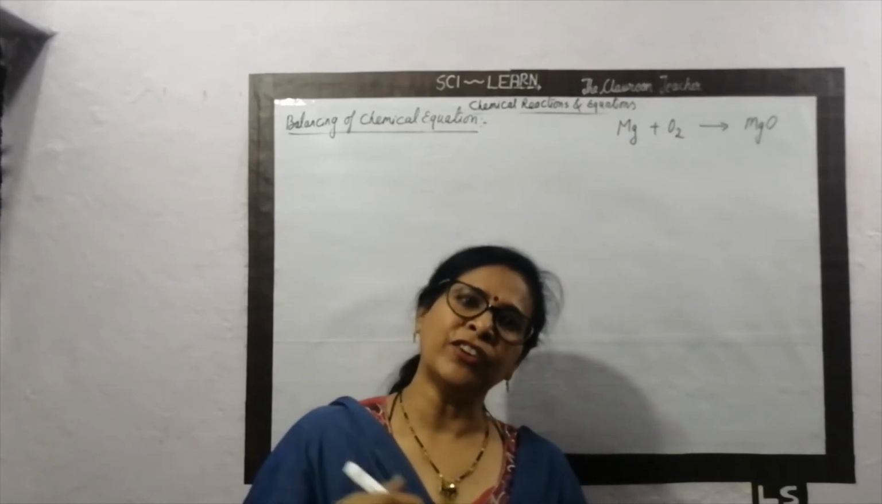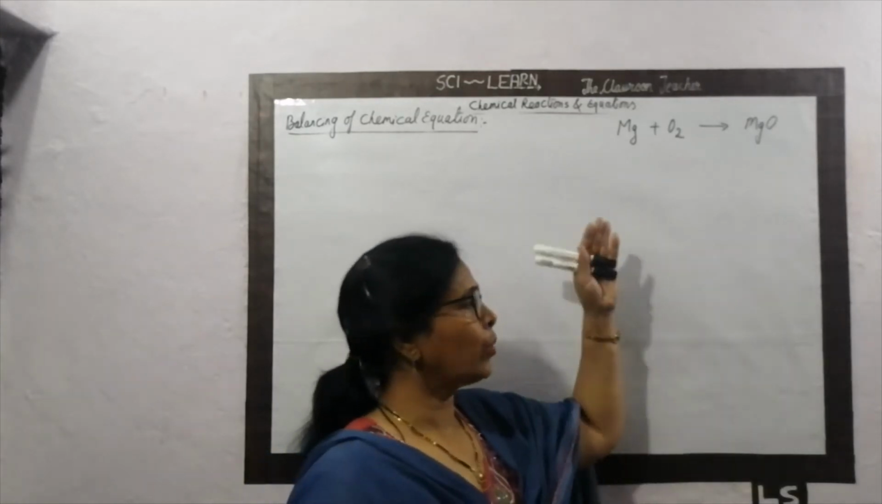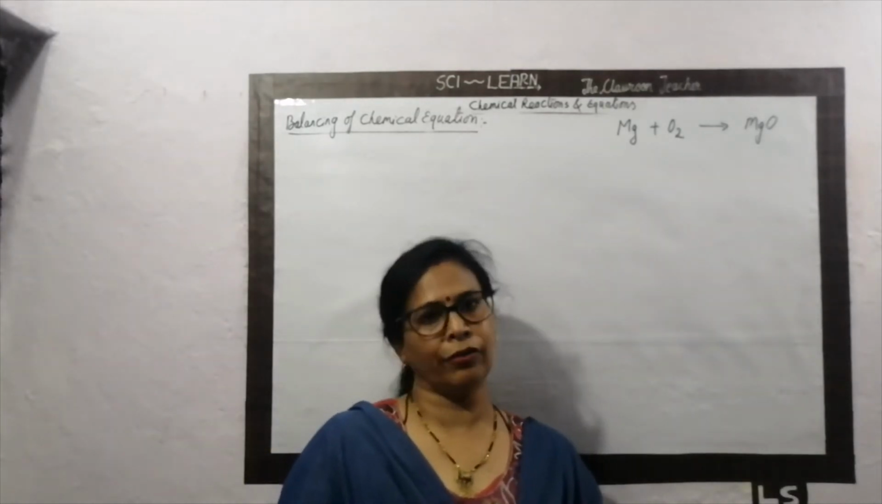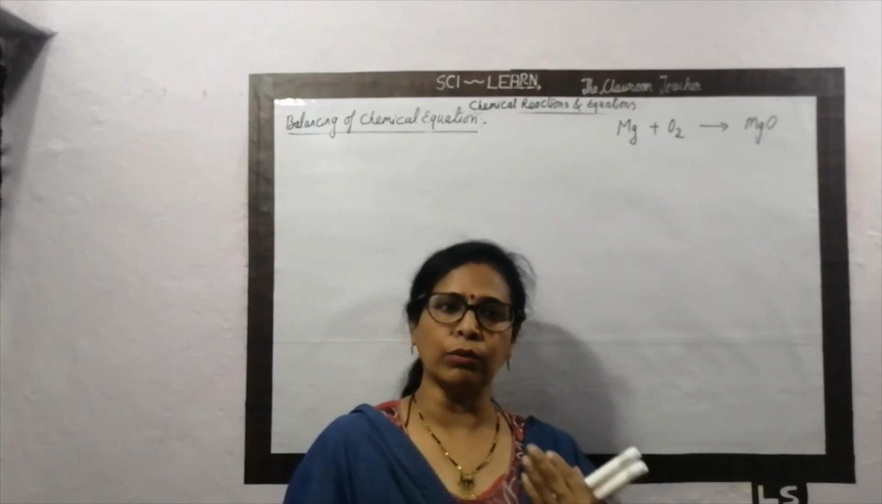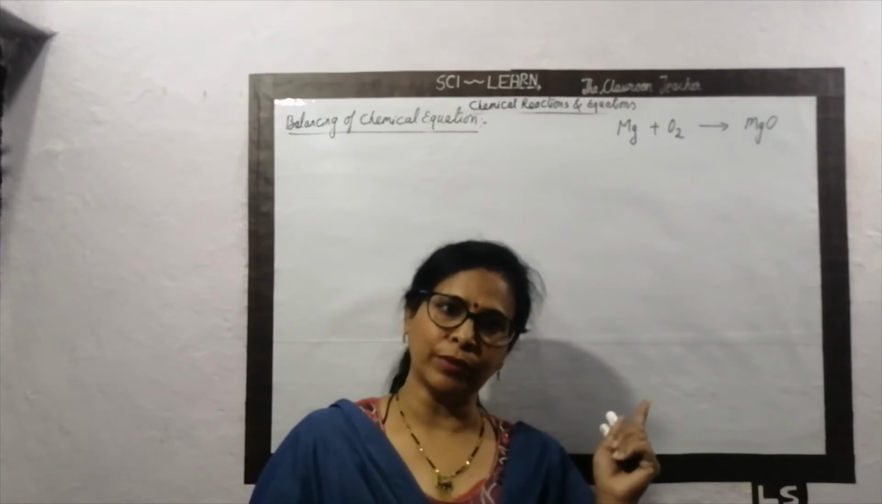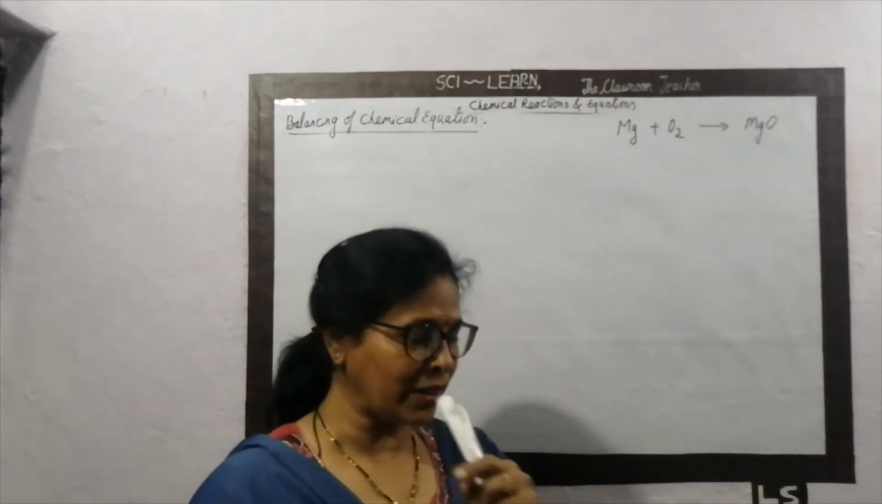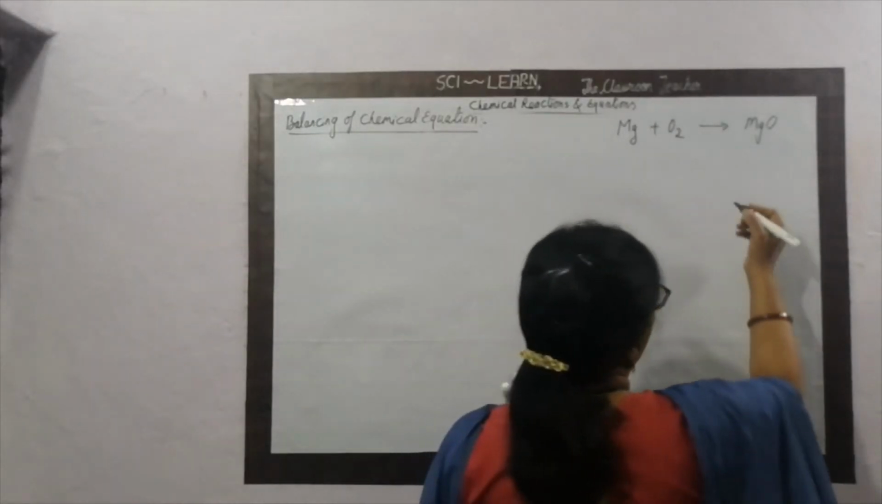So you have to convert this statement, or the word equation, into equation form with the help of symbols and formulas. How are you going to form the formulas? For that, you must revise your 9th class portion, that is, the ions. Some ions are given there, positive ions and negative ions.